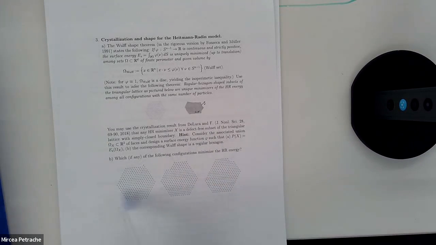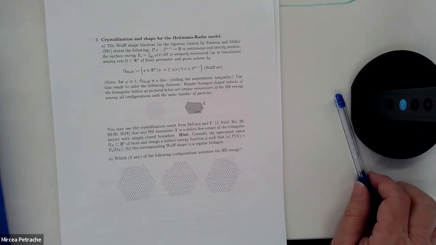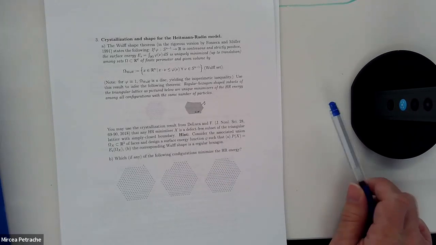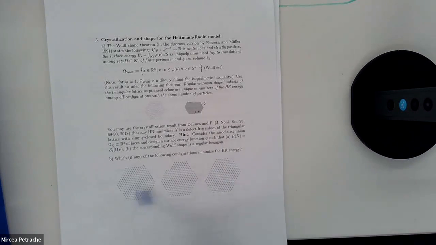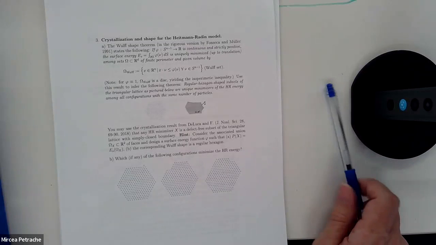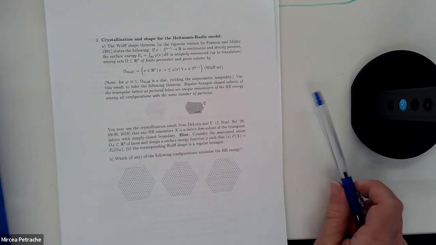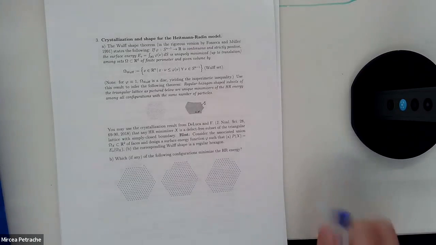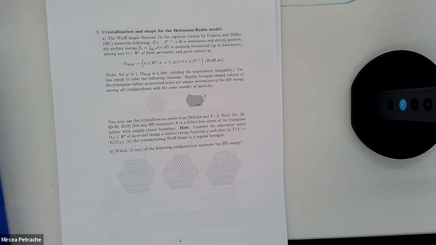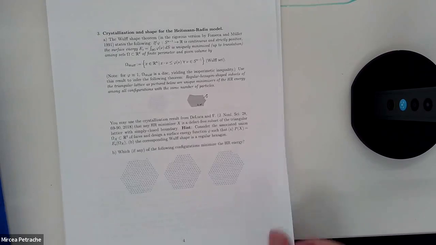And then there's a little teaser for something I do maybe on Friday. So for outlook, which of these things do you think minimizes the Heitmann-Radin energy? I've drawn 3 different shapes. They all look reasonable. They are crystalline configurations, but which of them is best? That's a more difficult question. Okay, so here we go.